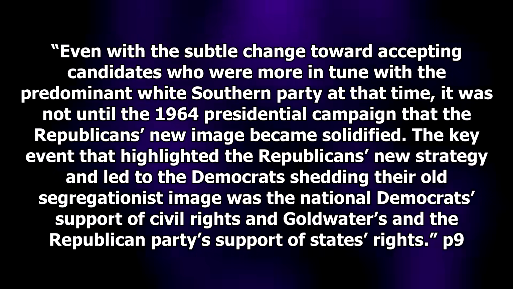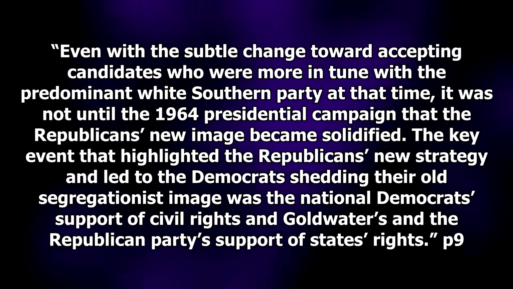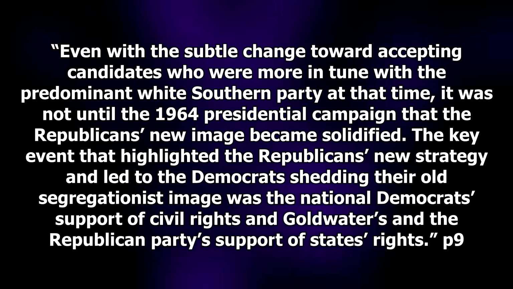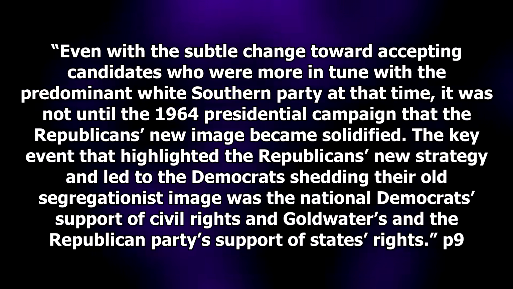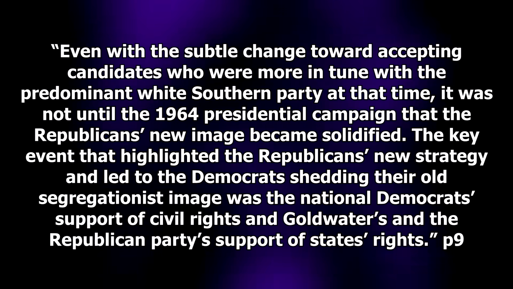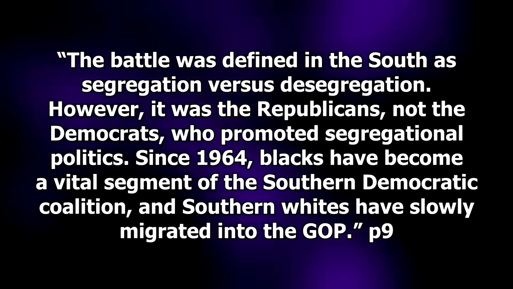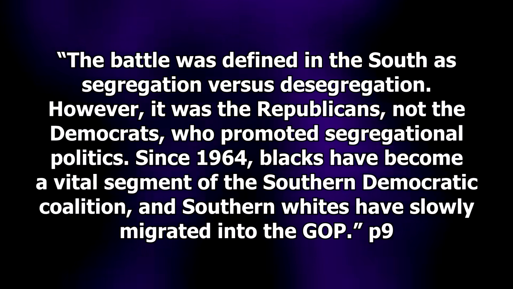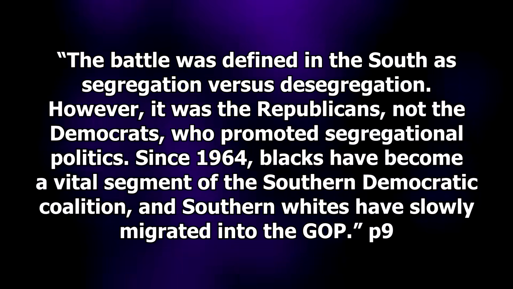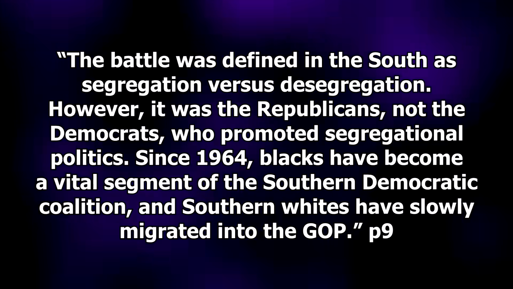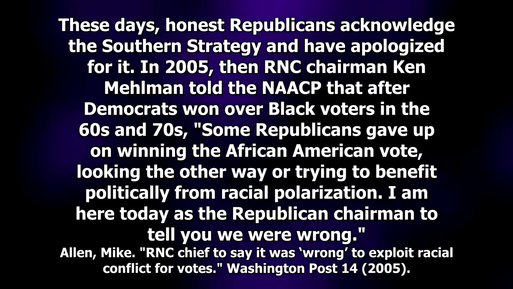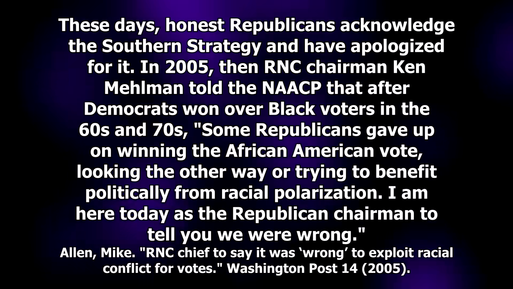Even with the subtle change toward accepting candidates who were more in tune with the predominant white Southern Party at the time, it was not until the 1964 presidential campaign that the Republicans' new image became solidified. The key event that highlighted the Republicans' new strategy and led to the Democrats shedding their old segregationist image was the National Democrats' support of civil rights and Goldwater's and the Republican Party's support of states' rights. The battle was defined in the South as segregation versus desegregation. However, it was the Republicans, not the Democrats, who promoted segregational politics. Since 1964, blacks have become a vital segment of the Southern Democratic Coalition, and Southern whites have slowly migrated into the GOP.